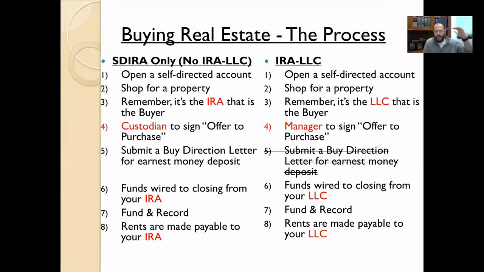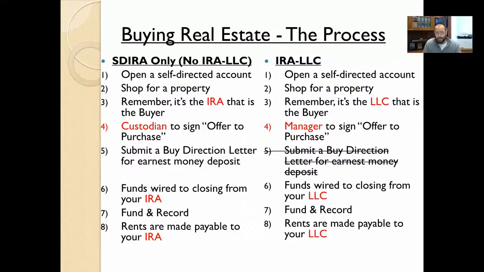So if you look at the steps over here, open the self-directed IRA first, then shop the property. You can maybe shop the property and eyeball one, but don't put any money down on it. Don't sign a contract, because now that property becomes disqualified to your self-directed IRA. You can't buy your own assets, no self-dealing. Remember that it's the IRA that is the buyer, not you, which means the custodian of the IRA needs to sign off on any of your purchases.